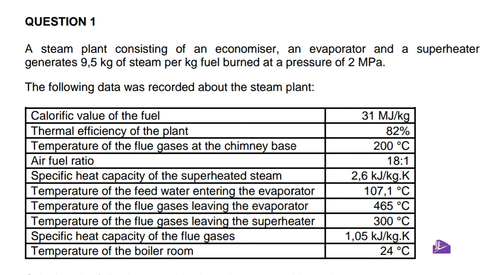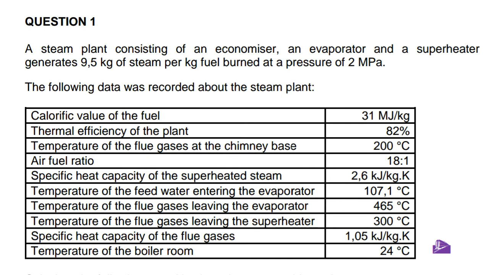82%. Temperature of the fuel gases at the chimney base is 200 degrees Celsius. Air fuel ratio is 18:1. Specific heat capacity of the superheated steam, 2.6 kilojoules per kg Kelvin. Temperature of the feed water entering the evaporator is 107.1 degrees Celsius. Temperature of the fuel gases leaving the evaporator is 465 degrees Celsius.